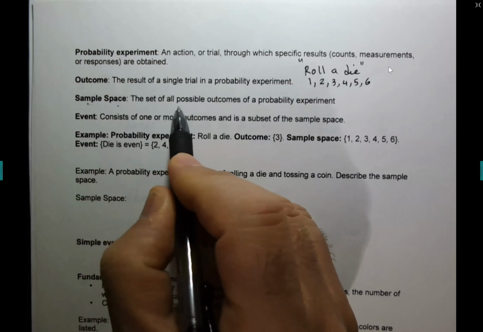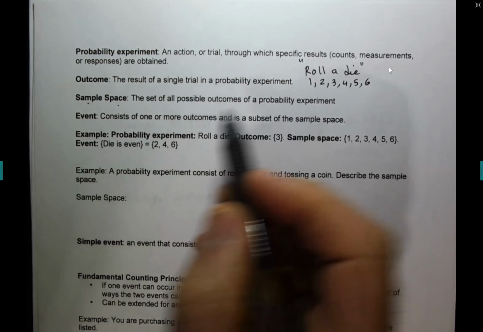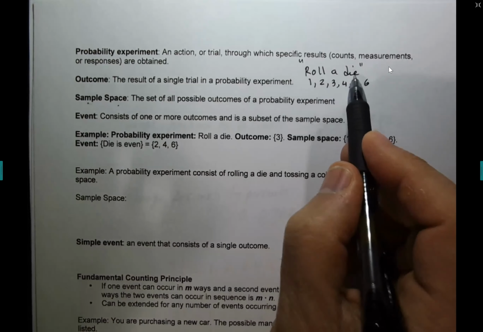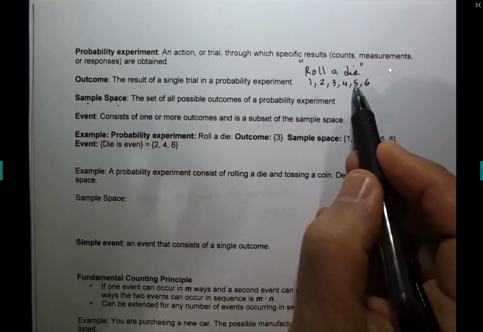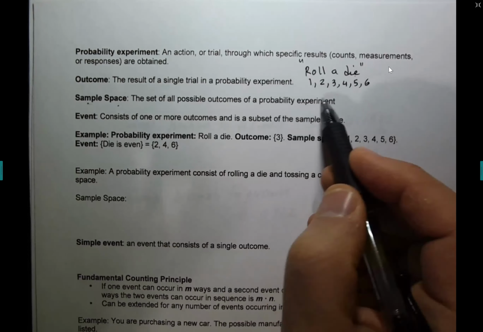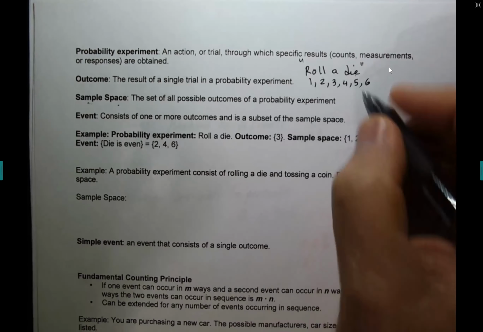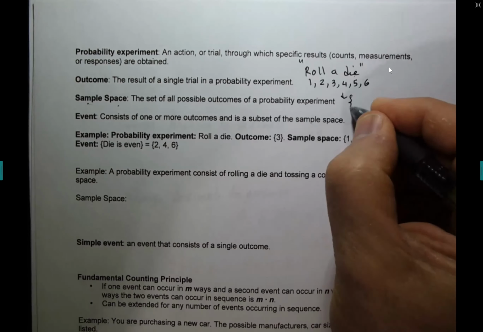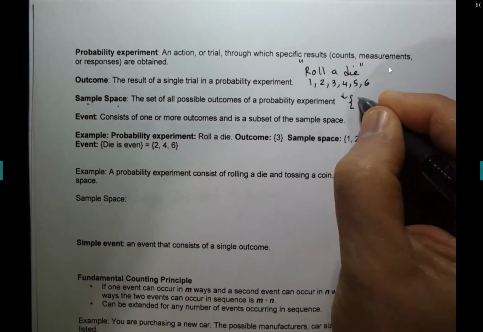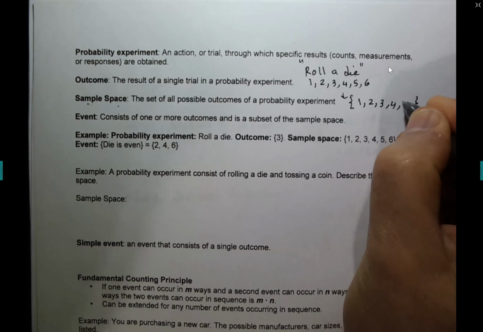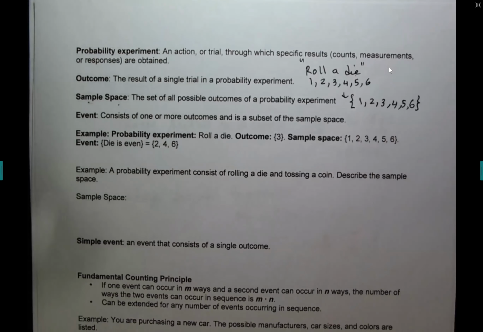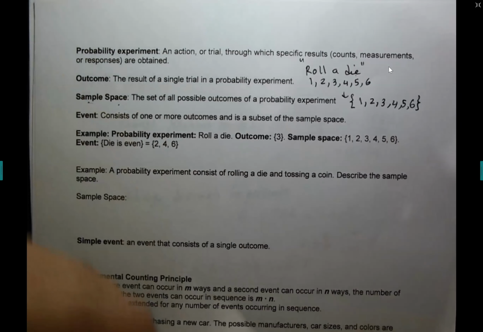What is a sample space? The set of all possible outcomes of a probability experiment. So if you roll a die, guys, what could come up? You could see a 1, a 2, a 3, a 4, a 5, a 6. When you list all of them, this is called a sample space, and we usually list them like this. We put braces like that, and we put the 1, 2, 3, 4, 5, and 6. If I want to list all the outcomes when I toss a quarter, guys, what would they be?